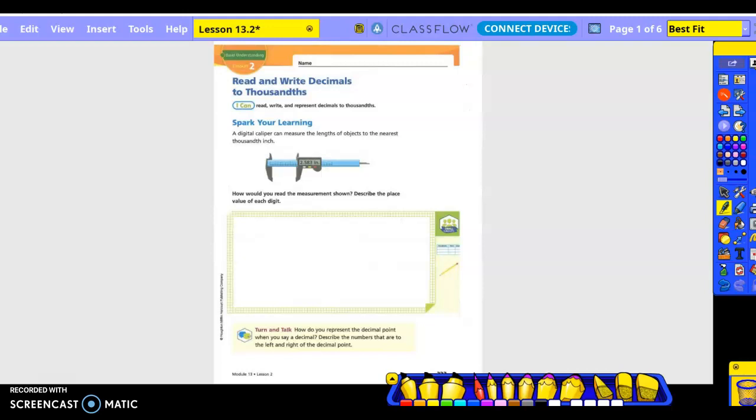Spark your learning. A digital caliper can measure the lengths of objects to the nearest thousandth inch. How would you read the measurement shown? Describe the place value of each digit.